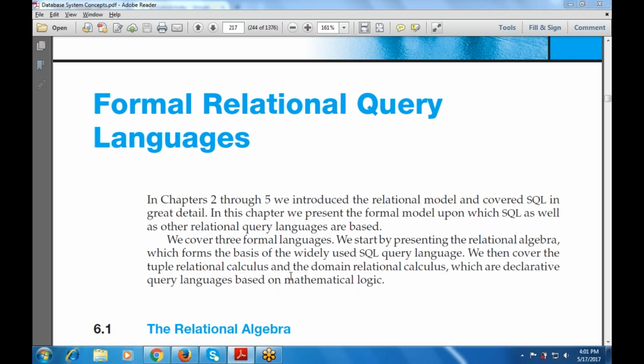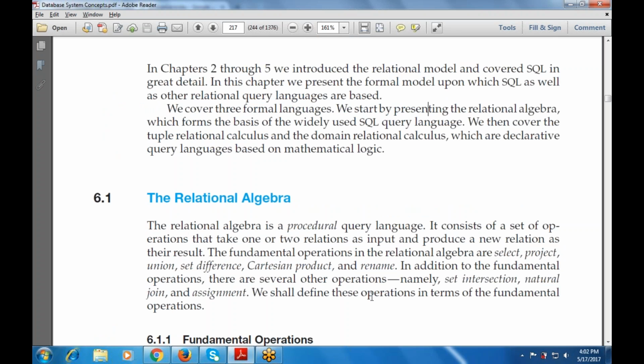This is the formal model upon which SQL as well as relational query languages are based. So we cover three formal languages. We start by presenting the relational algebra, which forms the basis of the widely used SQL query language. Then the tuple relational calculus, then the domain relational calculus. So one is the relational algebra, one is the tuple relational calculus, one is the domain relational calculus, which are declarative languages. The next one, let's start with the first, the relational algebra.